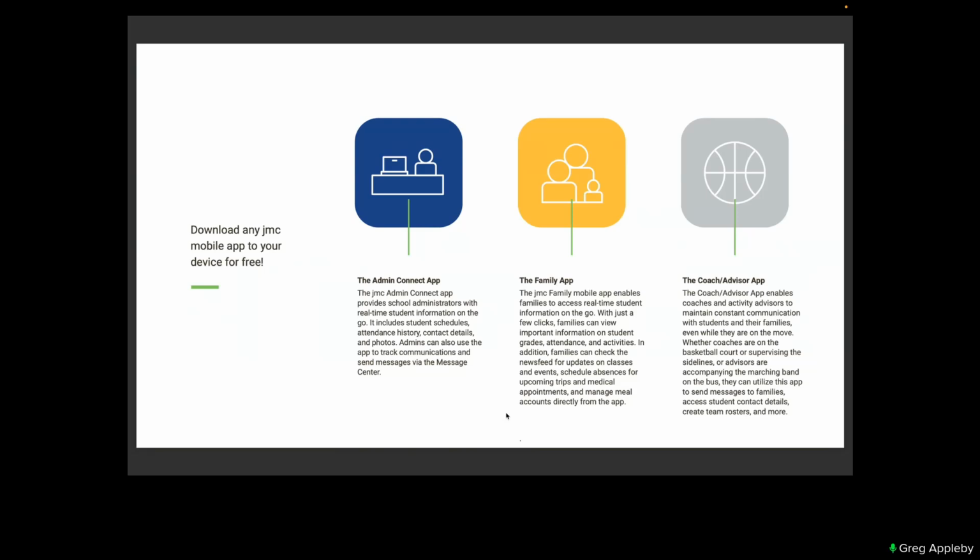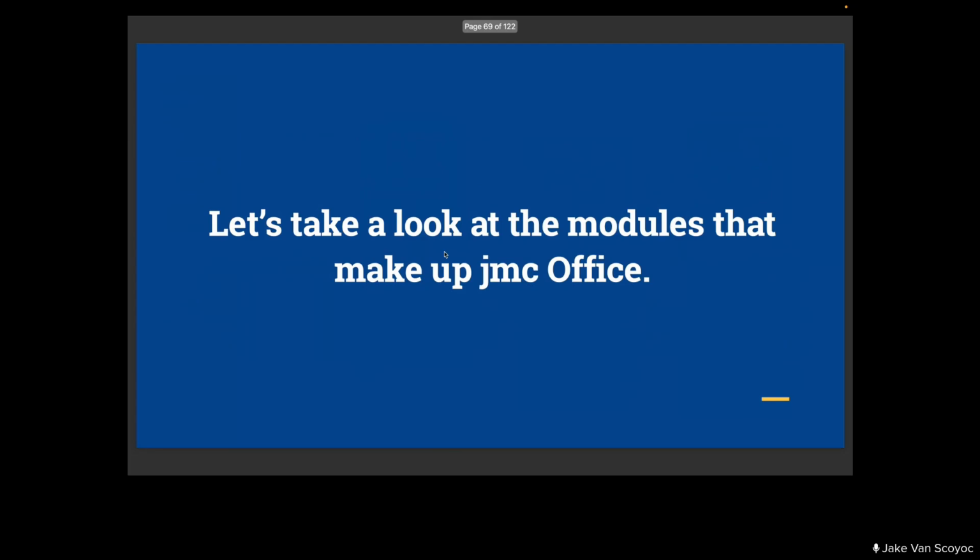All 3 of those are really good apps, Paul. And we have a video on each one of them. Again, I will say that you should have some coaches and advisors using the Coach Advisor app. The Family app is a cool app. A lot of people will still check JMC Family on their phone, the portal, or go to their computer. If they want to use a Family app, it's a great way to have it on the go. Every administrator at your school should have the Admin Connect app on their phone so they can, at a minimum, send out voice, text, and emails via the message center.